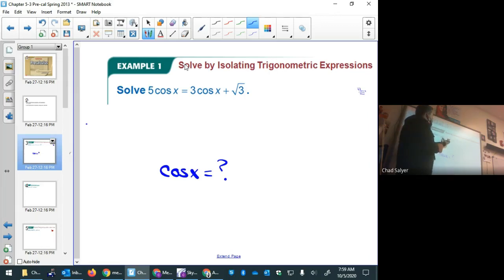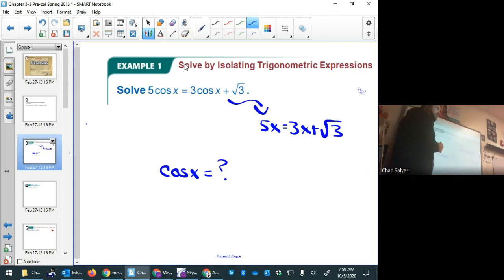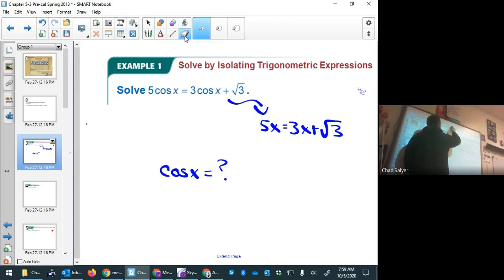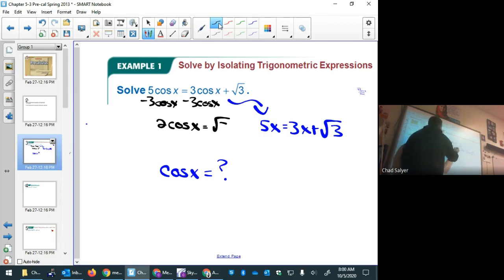Well, we do have the same trig term here, but think about this like an algebraic entity. If this were this equation, what would you do to both sides? Put the x on one side. So what operation would facilitate that? Good. So what should I subtract? 3 cosine x. Very good. So if I subtract 3 cosine x from each side, I get 2 cosine x equals the square root of 3.